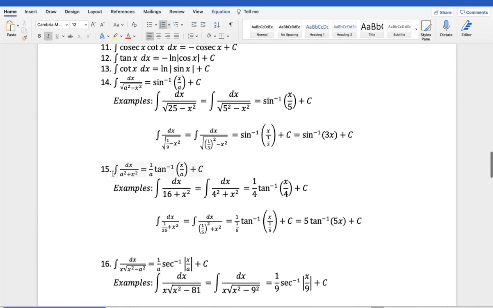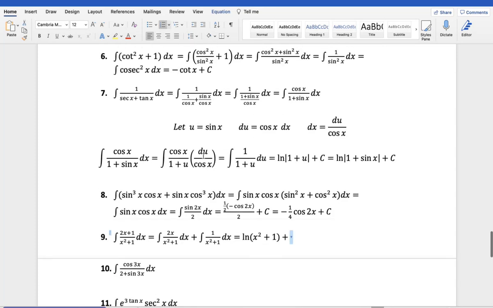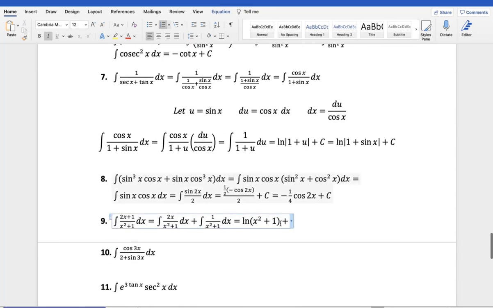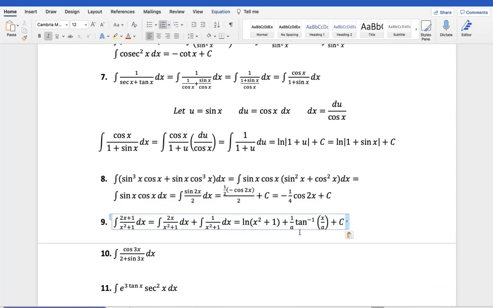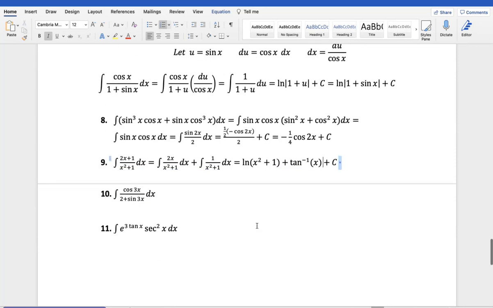So if we look at 15 here, the integral of dx over x squared plus a squared, and put it side by side with the integral that we have to deal with here, we can clearly see that a is just equal to 1. So we have 1 over 1, which is 1, multiplied by tan inverse of x over 1, which is just tan inverse of x, plus our constant of integration c. So this should be our final answer.